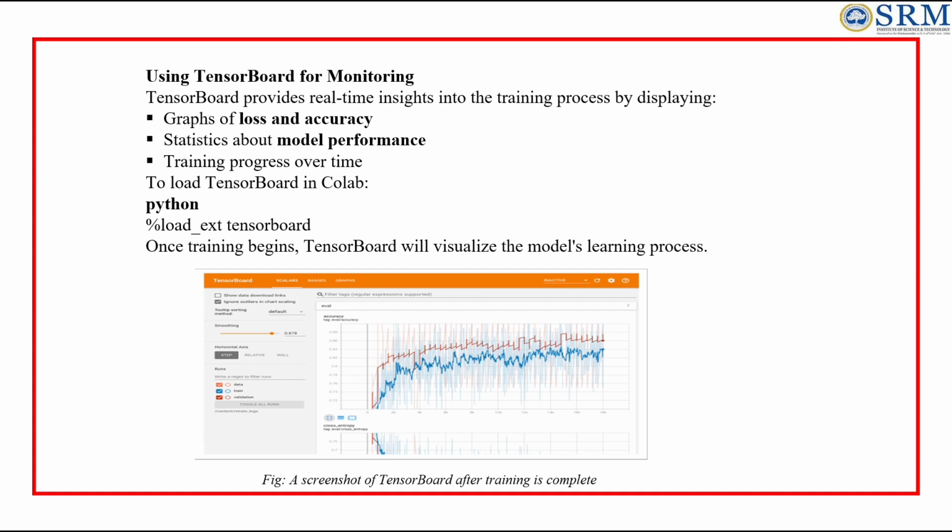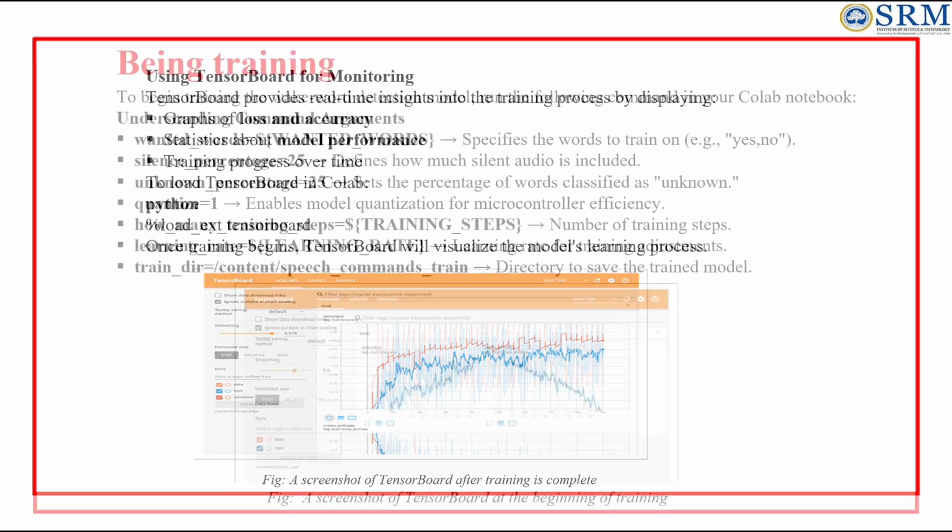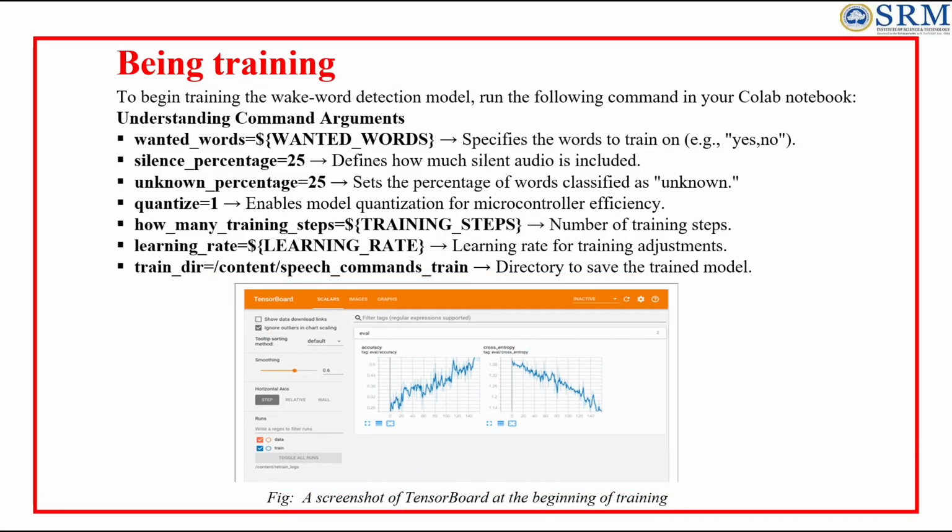Using TensorBoard for monitoring, TensorFlow provides real-time insights into the process, displaying graphs of the loss and accuracy, and statistics about model performance and training progress over time. To load TensorBoard in Colab. Once the training begins, TensorBoard will visualize the model learning process. In the figure, a screenshot of TensorBoard after training is completed.